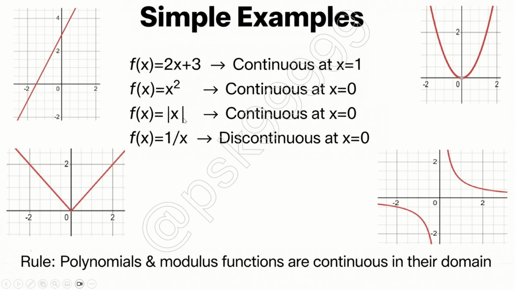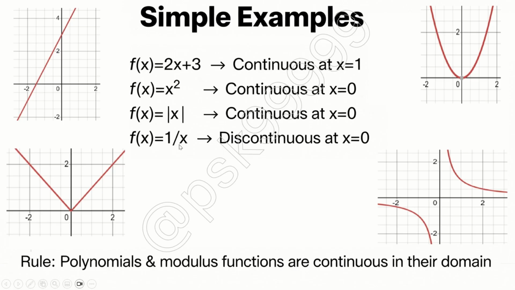Now f of x equal to absolute x. If you draw the graph, it looks something like this, and you can draw this without lifting the pen. So this is continuous at x equal to 0 also. It is continuous. It is not differentiable. When we come to differentiation, we'll understand it is not differentiable because there is a spike, but it is continuous.